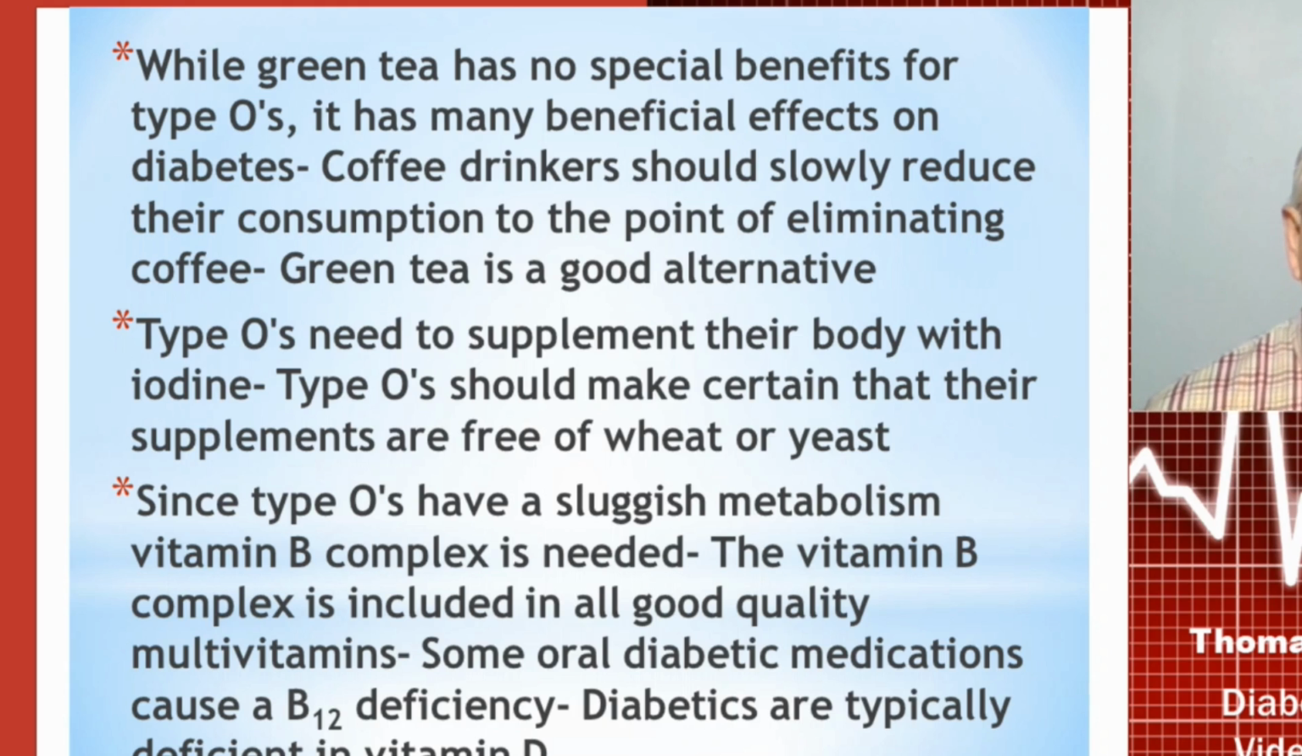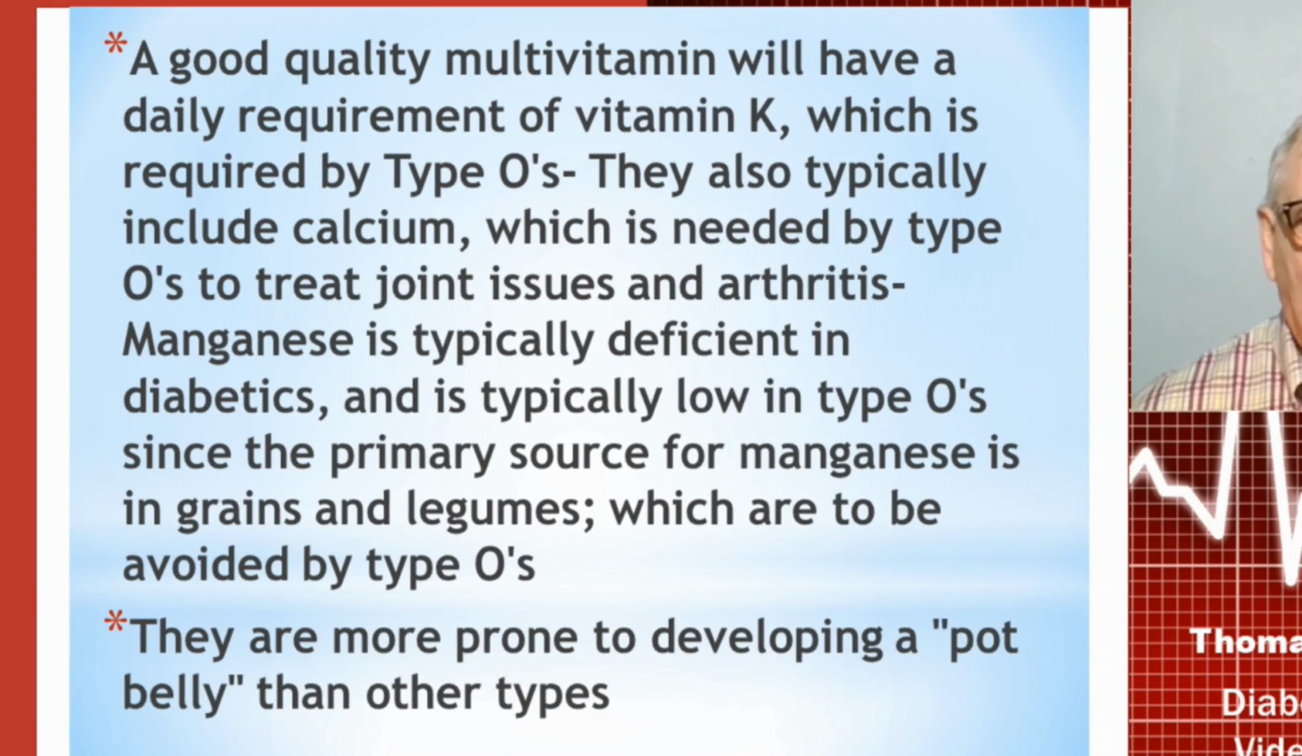Some oral diabetic medications cause a B12 deficiency, which can be very serious. Diabetics are typically deficient in vitamin D, and so that should be supplemented as well. So a good quality multivitamin will have a daily requirement of vitamin K, which is required by the type O's. They also typically include calcium, which is needed by type O's to treat joint issues and arthritis.